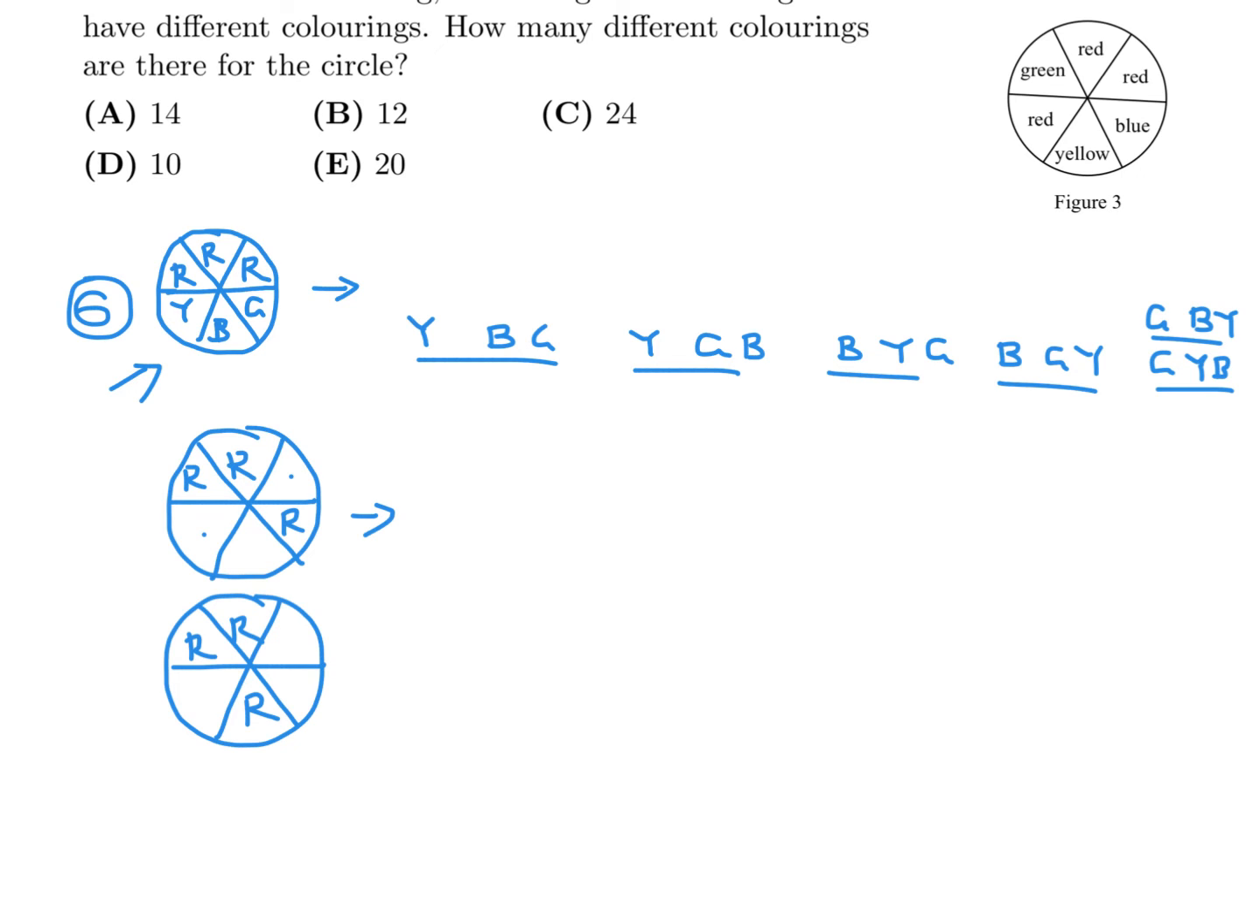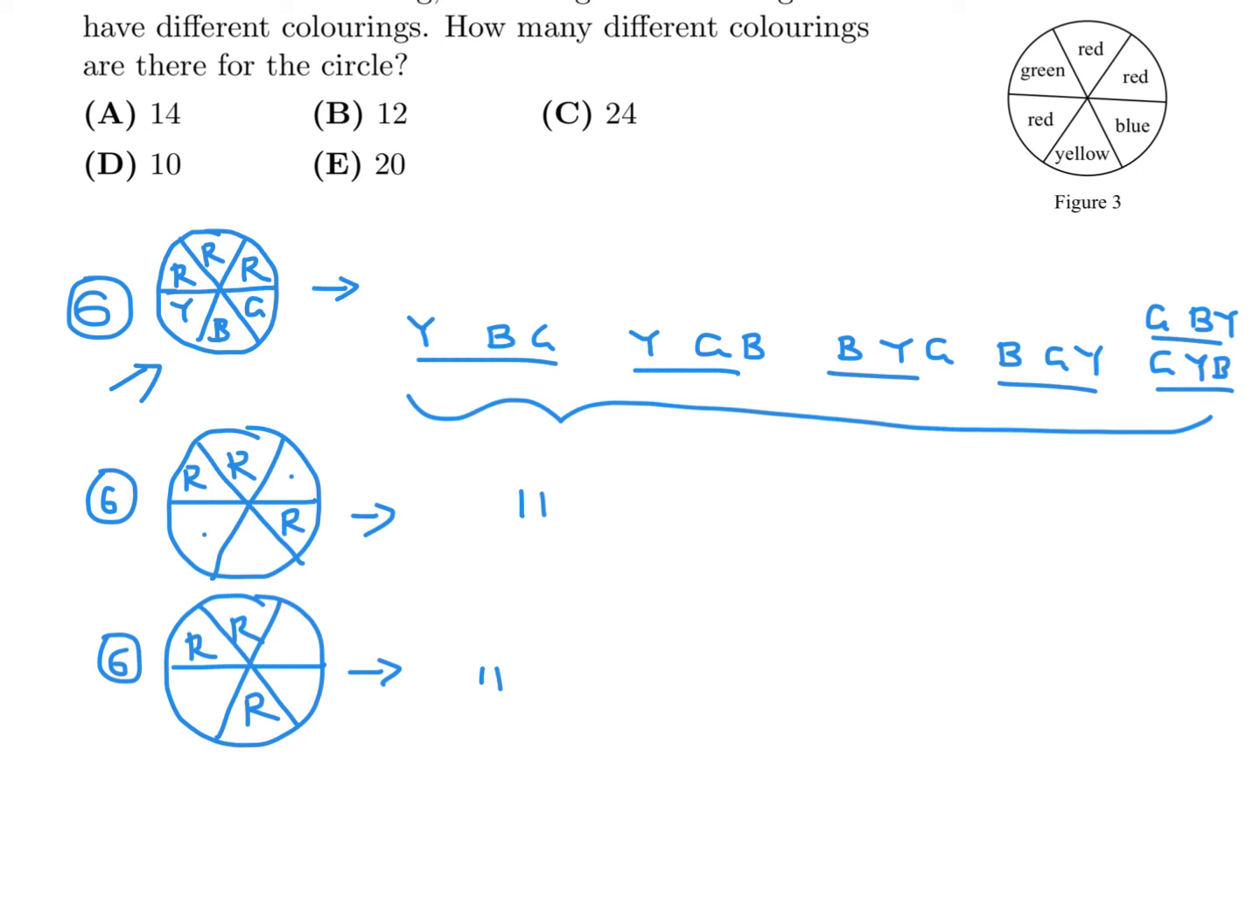Same thing. Now you have to figure out, how do I place the yellow, blue, and green? And it's in the exact same way as we did up here. So for that one, you'd have 6 ways. And for this one, same thing, 6 ways like that.